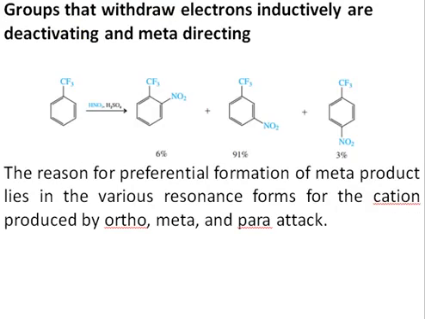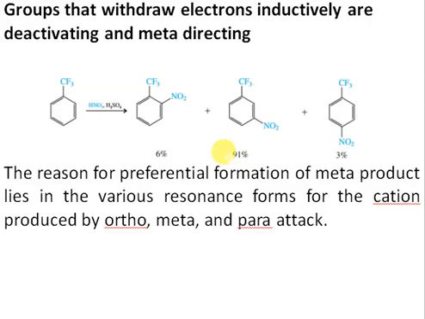Let's consider this example. Here we have a trifluoromethyl group directly attached to the benzene ring. It is withdrawing the electron density toward itself, so the density on the benzene ring has decreased. You can just see the ratios. This ortho product is 6%. This para product is 3%. So it's a very rough ratio, and it's almost negligible, whereas the meta product is formed in 91% yield.